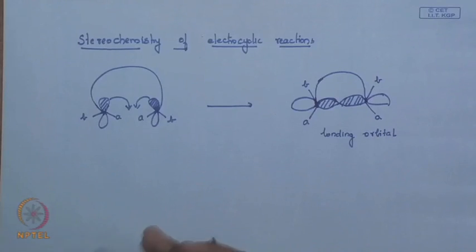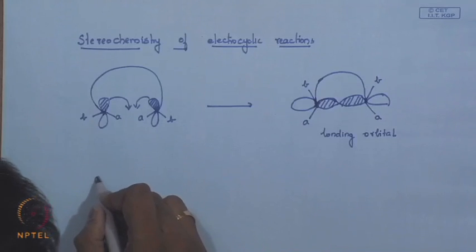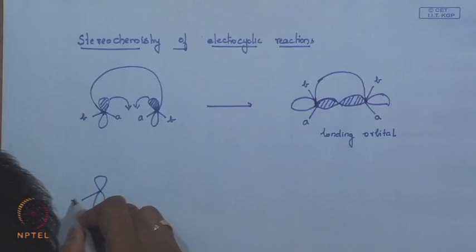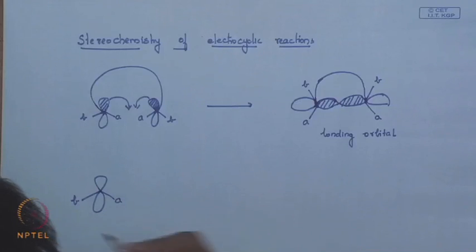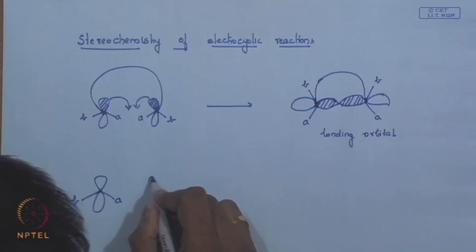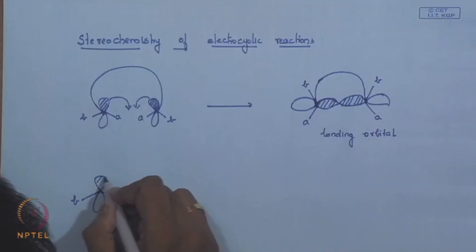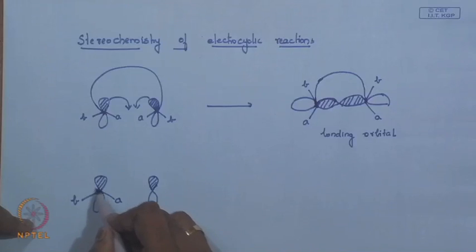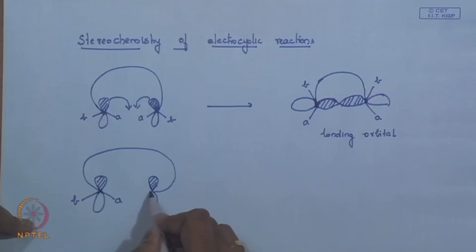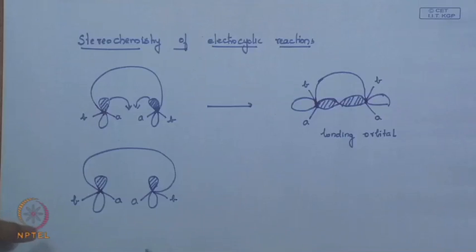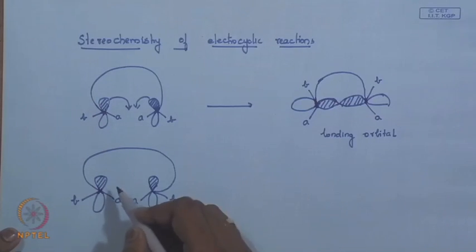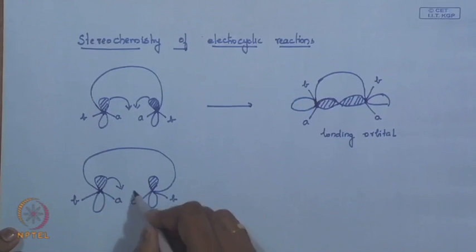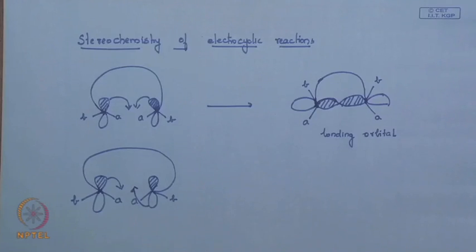You can ask me, sir, why can we not do it the other way around? Why do you have to mix this? Can we think about this direction? That is, I have B A, the same system. Now, instead of doing it in this direction, I can do it the other way around like this. So, what happens now?